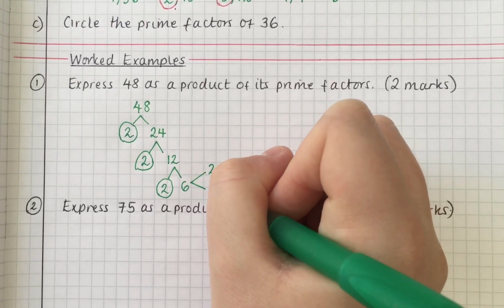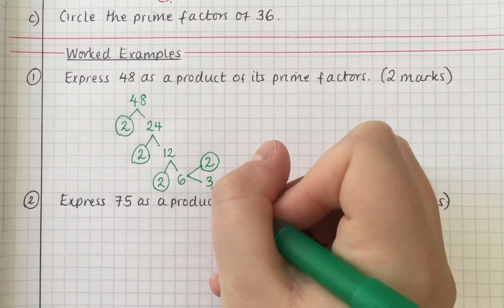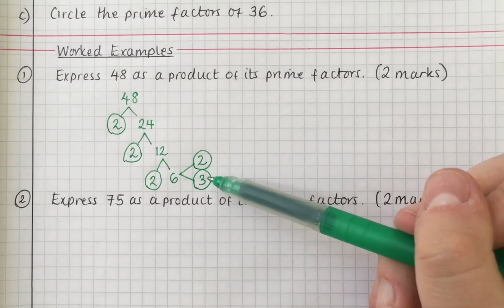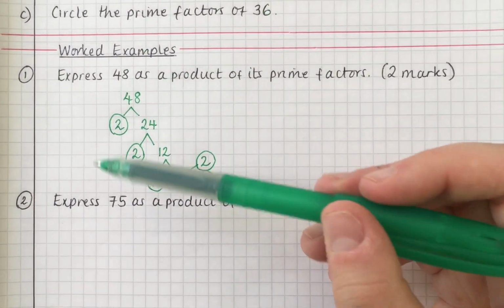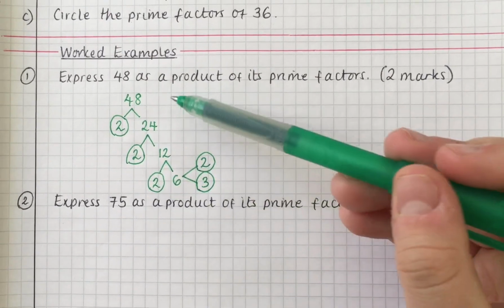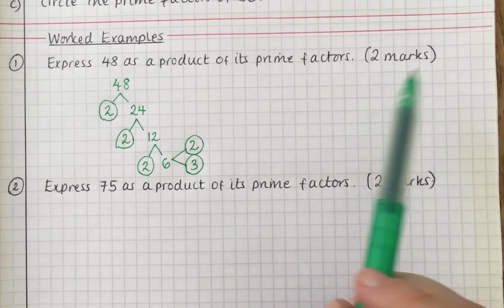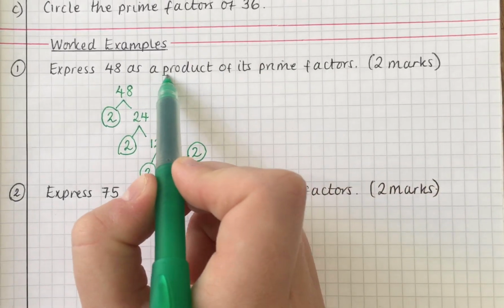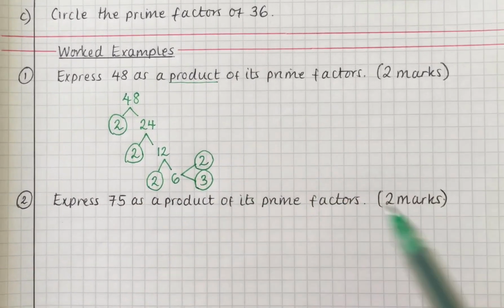And so we do 2 times 3. And this time 3 is also a prime number, so we can circle both. Once we get to this point, we know that the tree has finished growing. So that is our final factor tree. However, that is only worth one of the 2 marks. Our second mark comes with writing it as a product. Remember, that means times of its prime factors.